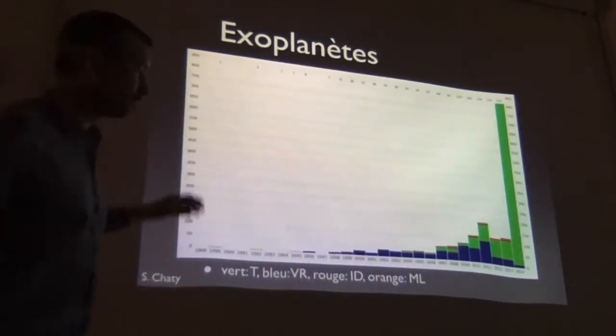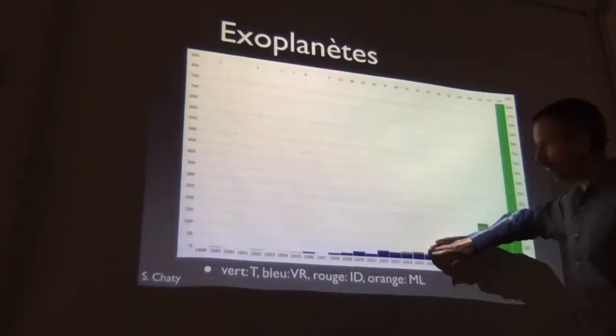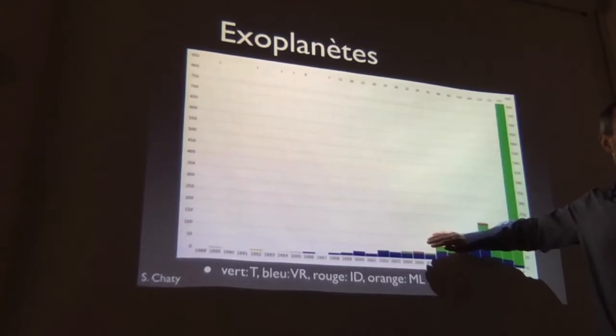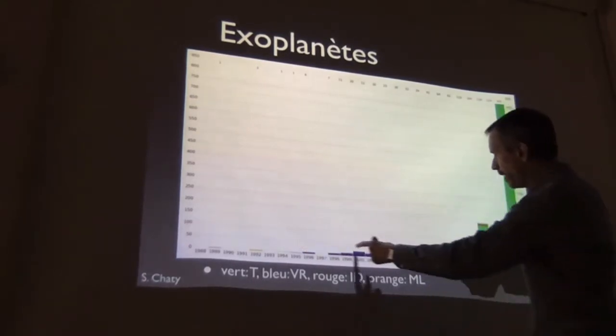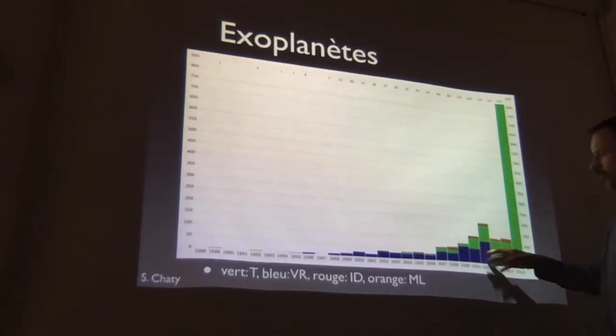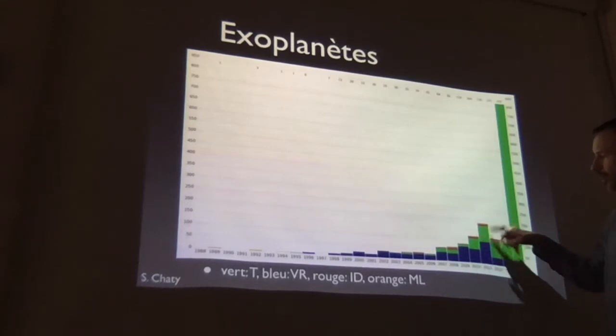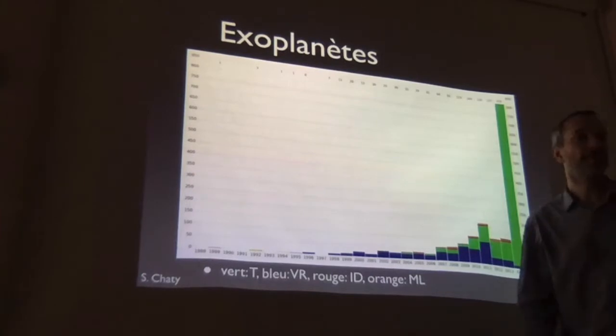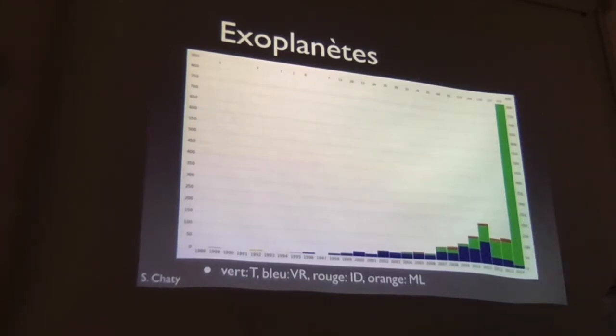Before looking there, you see that it's mainly blue. Blue means radial velocity. So at the beginning, we only discovered exoplanets with radial velocity. It began to change in 2010 nearly, when it was half and half, half radial velocity, half transit, and now it's mainly only transit. Because it's simpler. You just have to look at the photometric variation. You don't have to build complicated spectrographs to look at the variation of the spectral line.